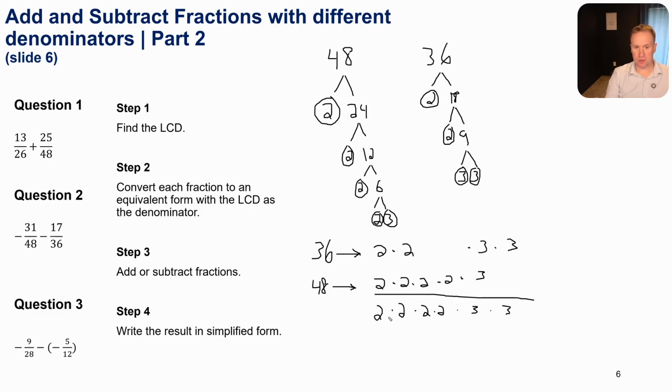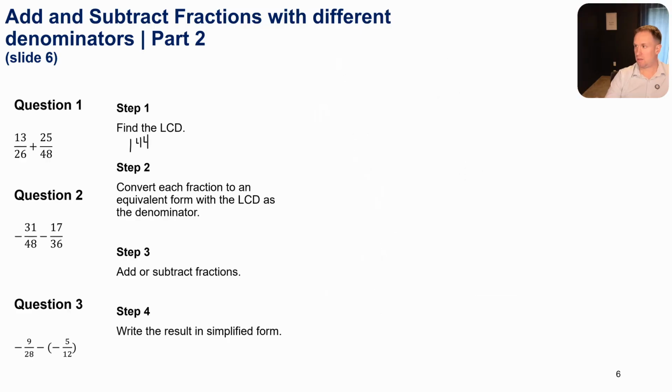So now we have 2 times 2, which is 4, 4 times 2, which is 8, 8 times 2 is 16, 16 times 3 is 48, and then 48 times 3 is 144. So our least common denominator for this is 144 here. Let's now convert each fraction to an equivalent form with the LCD as the denominator.